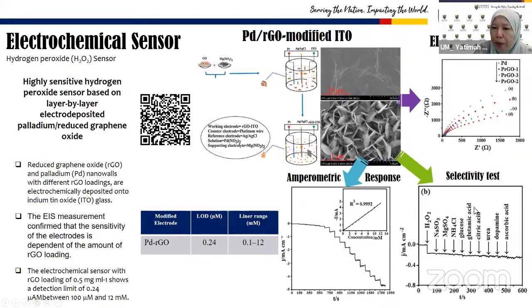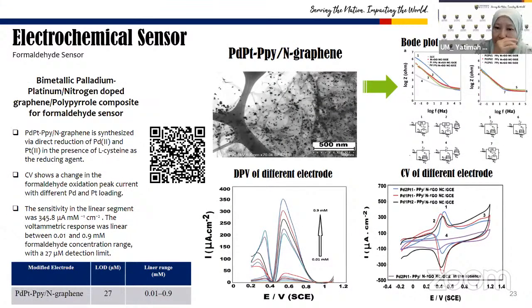In this case, when you talk about hydrogen peroxide, there are also other chemicals being tested. And we can also measure the LOD using amperometric. You can see that for these electrochemical sensors with RGO loading, the LOD is about 0.24 micromolar. So these are the whole studies that have been done into the palladium reduced graphene oxide modified indium titanium oxide substrate. And the final one is on formaldehyde.